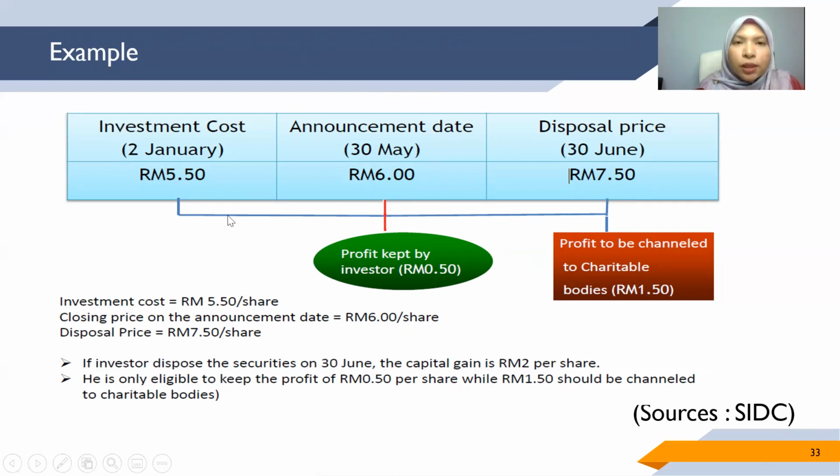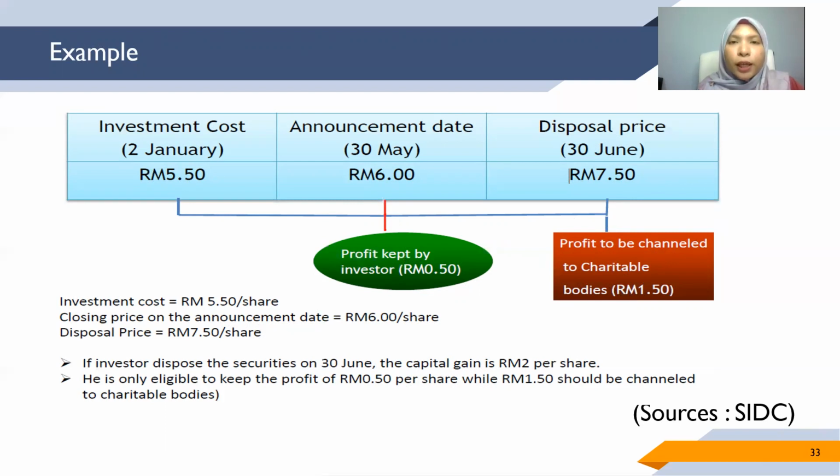However, you have to understand that the profit that you can get is only until the announcement date, which is 50 cent only. Okay, the remaining 1 ringgit and 50 cent, you cannot cap it, and it should be channeled to the charitable bodies, which is 1 ringgit and 50 cent. Okay, so kat sini RM1.50 ni perlu diberikan pada charitable bodies. Alright. Okay, ini dia cerita dia kalau dia untung.